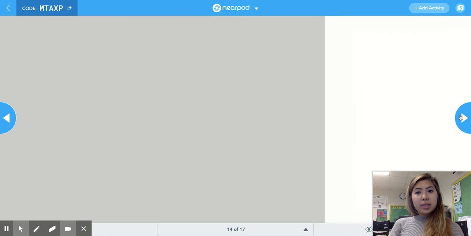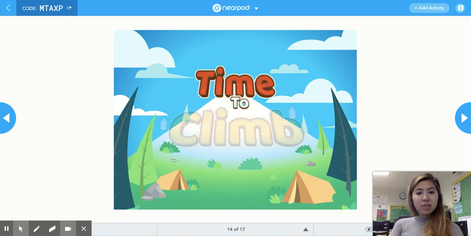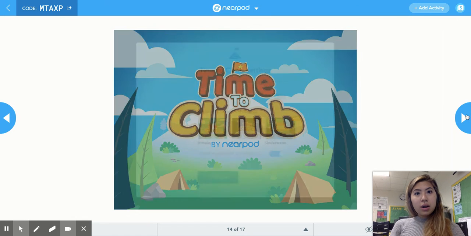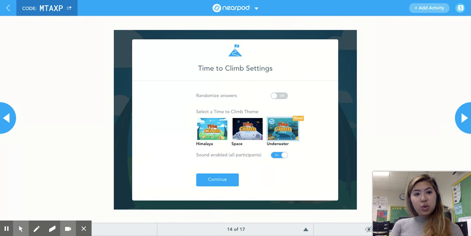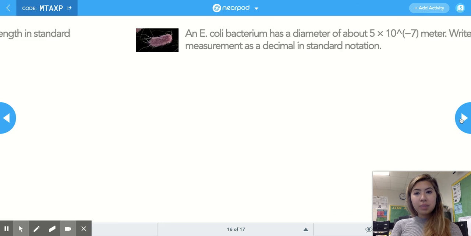So it's actually going to be another time to climb or Kahoot-like activity where you're answering 3 questions. Our next problem is a small organism has a length of 7.5 times 10 to the power of negative 6 meters. Write the new length in standard notation, and this is a draw activity.